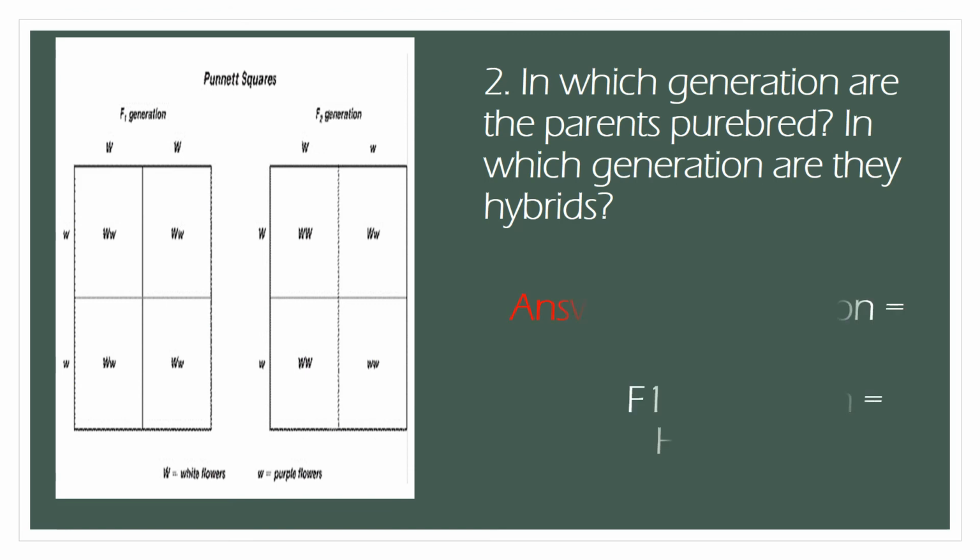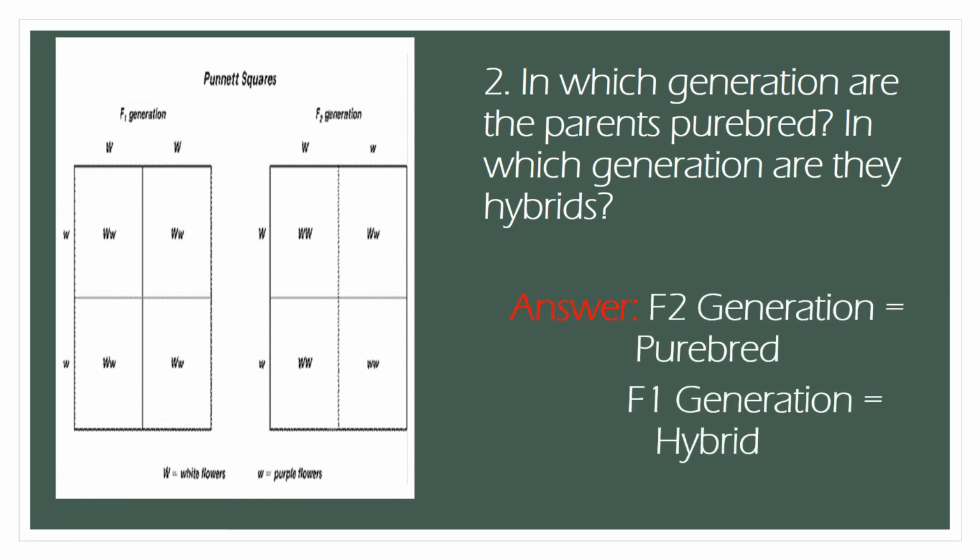So the answer is the F2 generation shows the purebred and the F1 generation shows the hybrid. Why is that? As you can observe, in the F1 generation the genes here are mixed. We have the capital letter W and the small letter w, which represents the hybrid or the heterozygous trait.